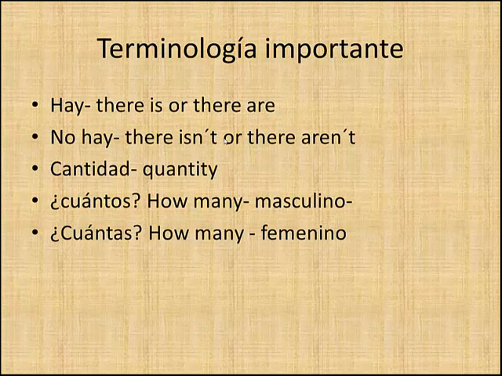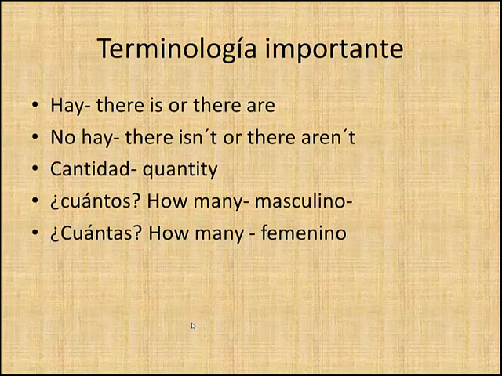Okay, so this is the terminología that is importante, and we've got hay, there is or there are, no hay, there isn't or there aren't, cantidad, which is quantity, and then the 2 questions that go with it, the 2 interrogative words, palabras interrogativas, ¿cuántos? To ask about how many there is or there are of anything that's masculino, en plural, and cuántas, how many there is or there are of something that is femenino, plural. Okay, hope you had an easy time on that one. You can watch it whenever you want again.